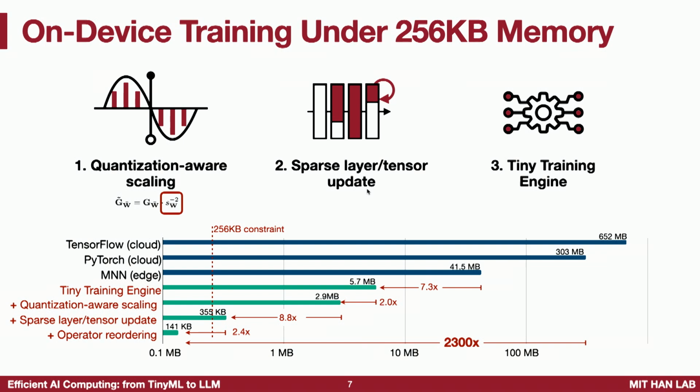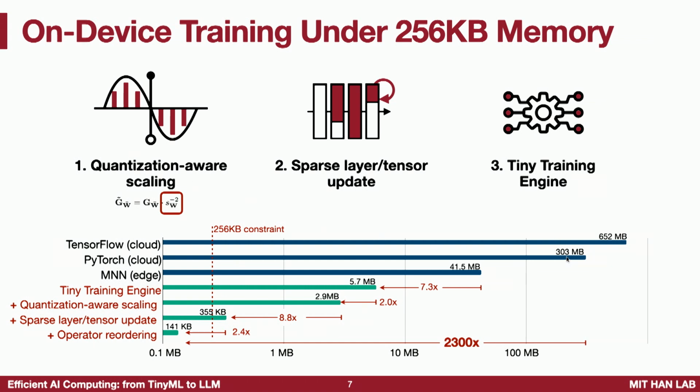And secondly, we use sparse layer and sparse tensor update. We find that during human learning from adolescence, the number of connections in the brain didn't increase, but actually decreased. So a pruning process naturally happens in the human brain. And actually during fine tuning, we can learn just a subset of the layers and a subset of the channels. Finally, we designed this tiny training engine to realize these algorithm innovations into measured speedup.